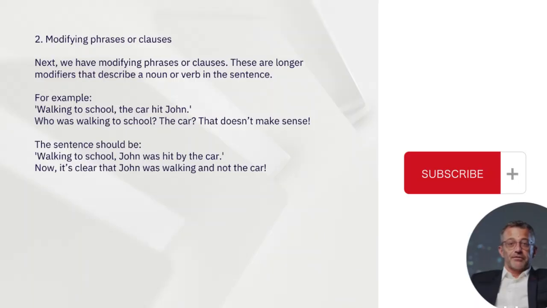2. Modifying phrases or clauses. Next, we have modifying phrases or clauses. These are longer modifiers that describe a noun or verb in the sentence. For example, walking to school, the car hit John. Who was walking to school? The car? That doesn't make sense. The sentence should be, walking to school, John was hit by the car. Now it's clear that John was walking and not the car.